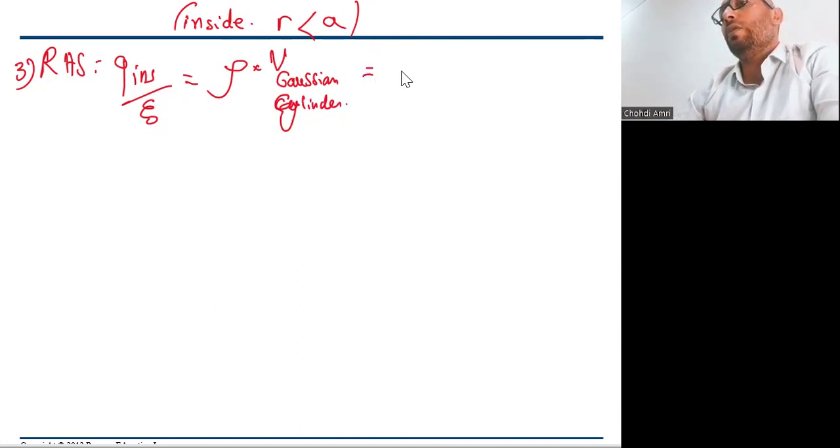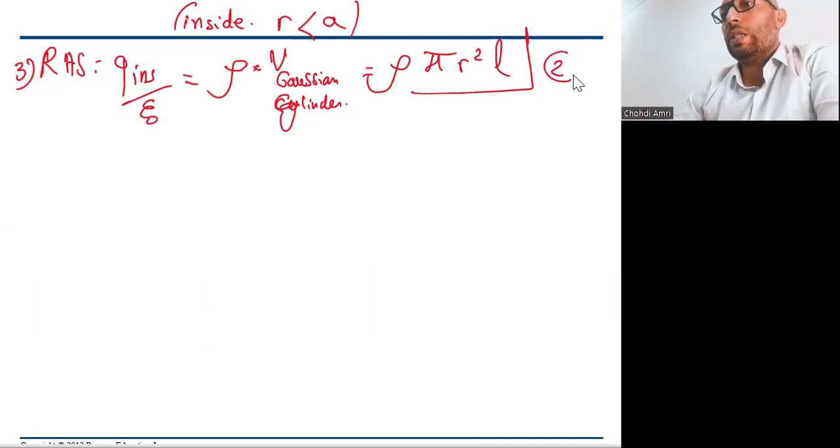Okay, what is the volume of the cylinder? Pi R squared multiplied by the length. This is the second term when we are inside. If we are outside, we will take the volume of the charged cylinder, not the Gaussian cylinder.